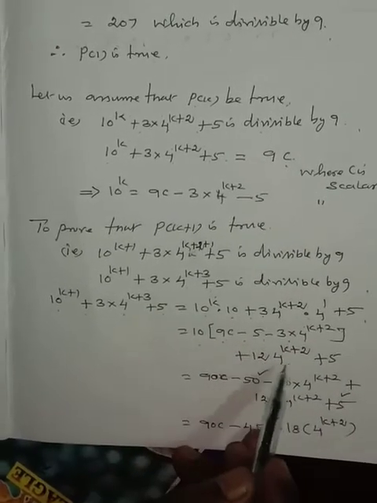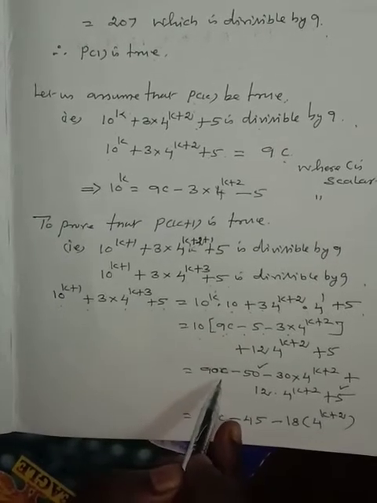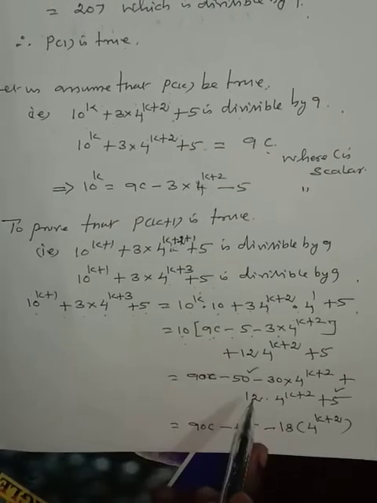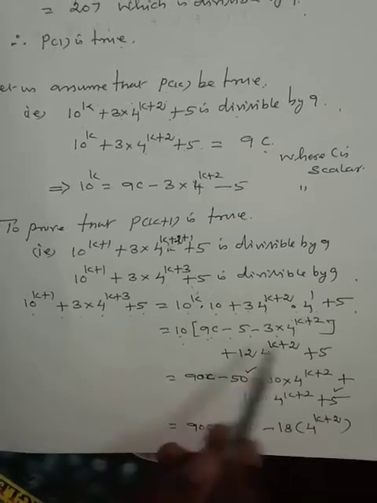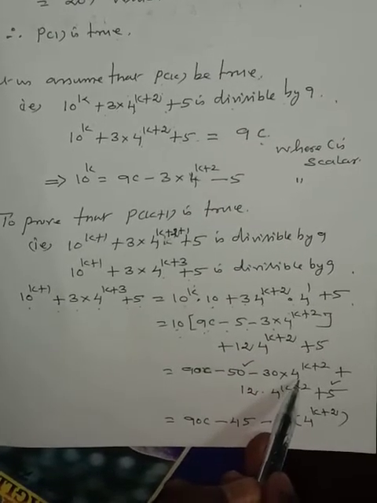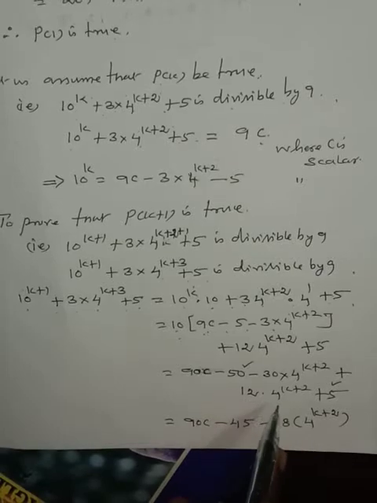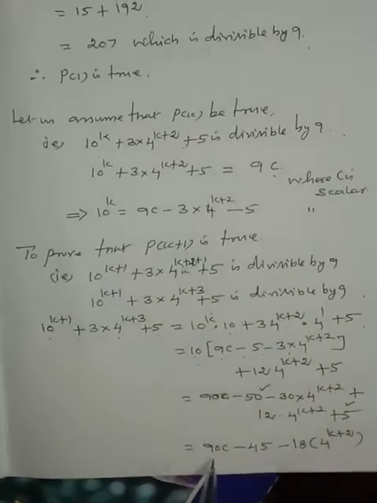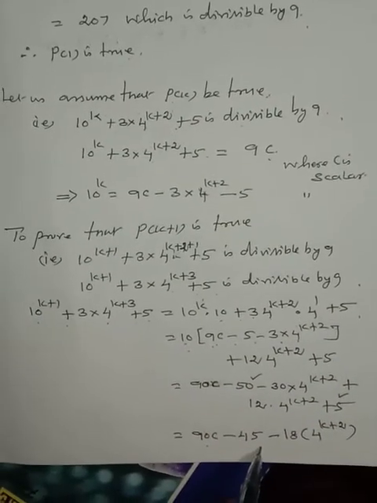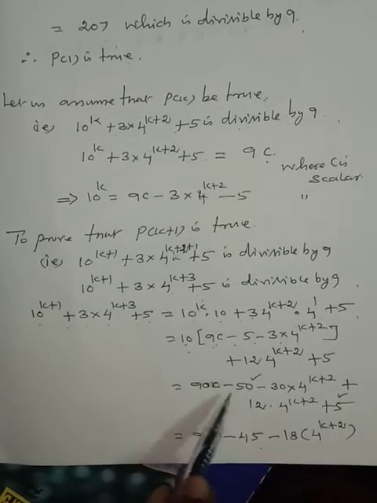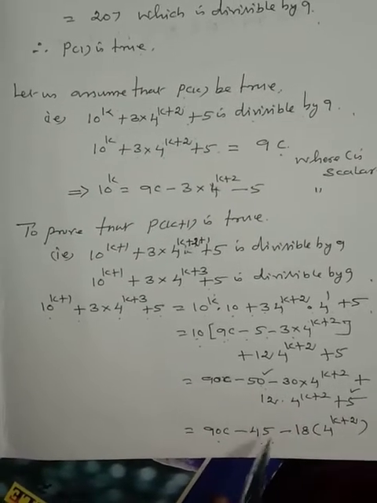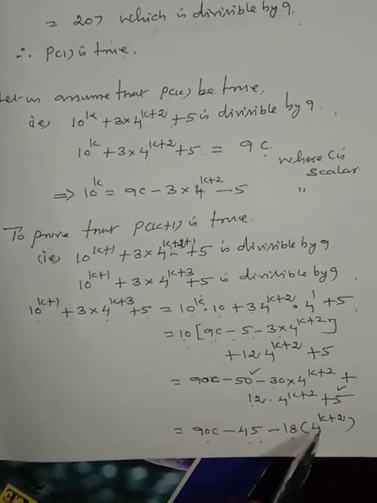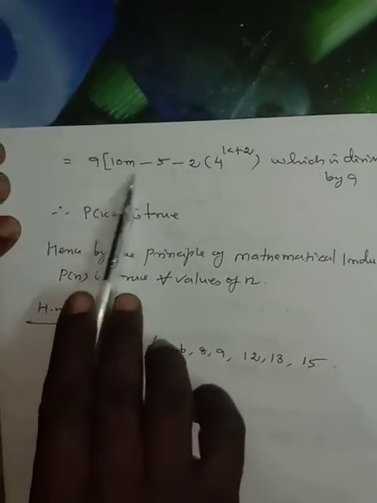This can be written as 90c minus 50, since 5 into 10 is 50, minus 3 into 10 which is 30 into 4 power k plus 2, plus 12 into 4 power k plus 2, plus 5. This can be written as 90c minus 45, since minus 50 plus 5 is minus 45, minus 18 into 4 power k plus 2, since 30 minus 12 is 18.